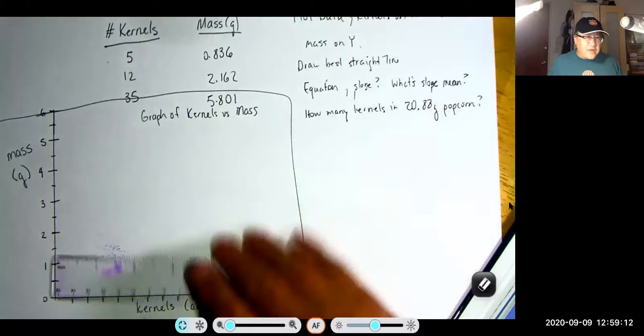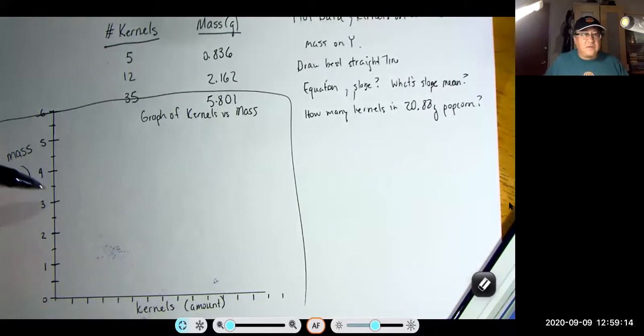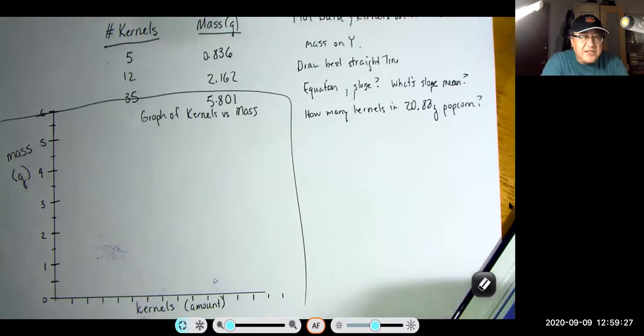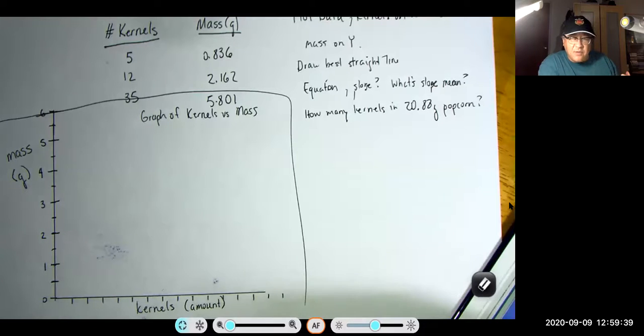Now, when we look at the, oh wait, the mass, kernels on the x-axis, mass on the y. So I did that right. Notice for these tick marks, did I put a number next to each tick mark? And the answer is no. That would have been way too crowded. So I put them on every other. So you don't need to put a number for every tick mark. The idea is we put them evenly spaced so that we can figure out what the tick marks are in between.